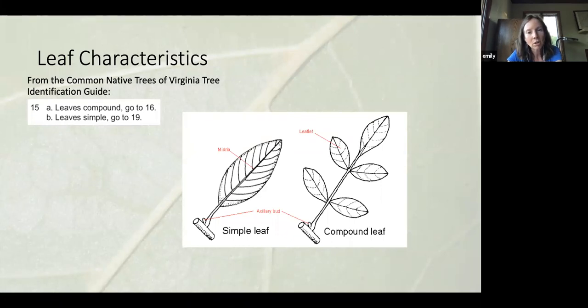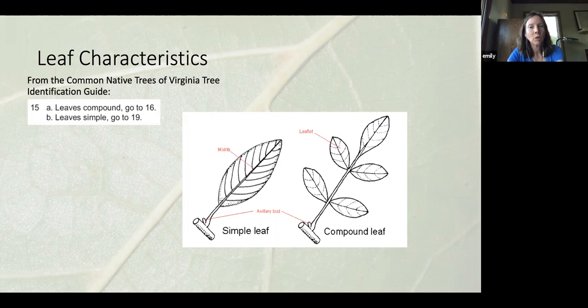Where that bud is, you'll also notice that the petiole, which is the little attachment from the leaf to the stem, gets sort of widened or swollen at the base. So when you're out in the woods and you're trying to figure out if you have a compound leaf or a simple leaf, you want to follow the petiole until you find that swollen nodule before you get to the axillary bud. Or if you see the axillary bud, that'll tell you too, because you want to be able to figure out if you're looking at a leaf or a leaflet.